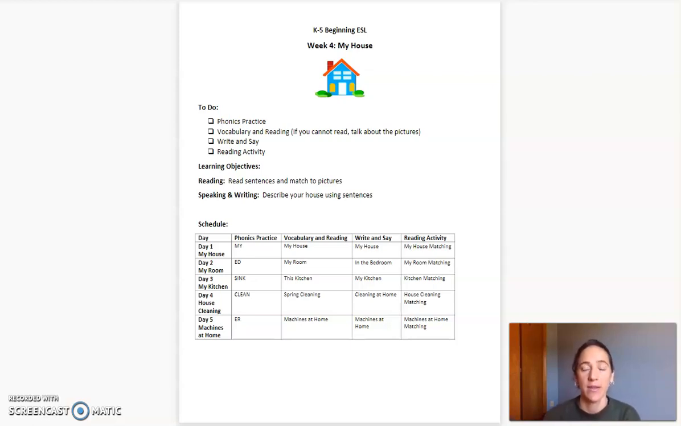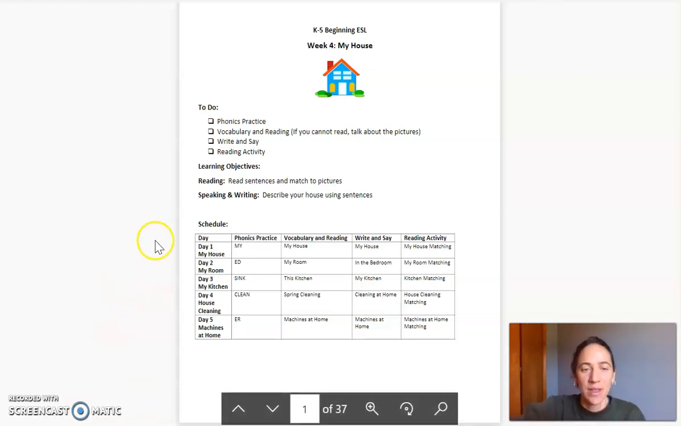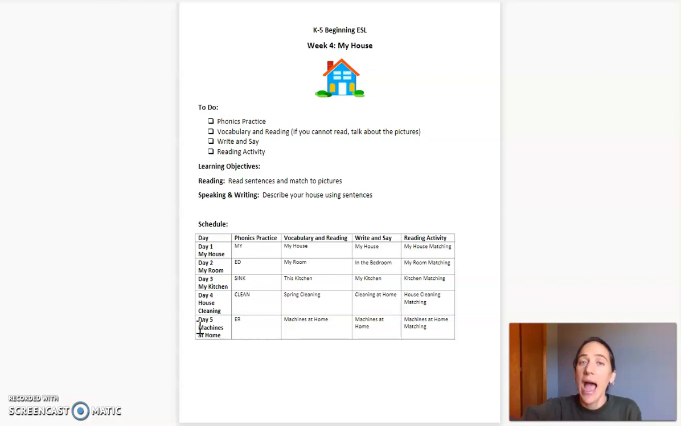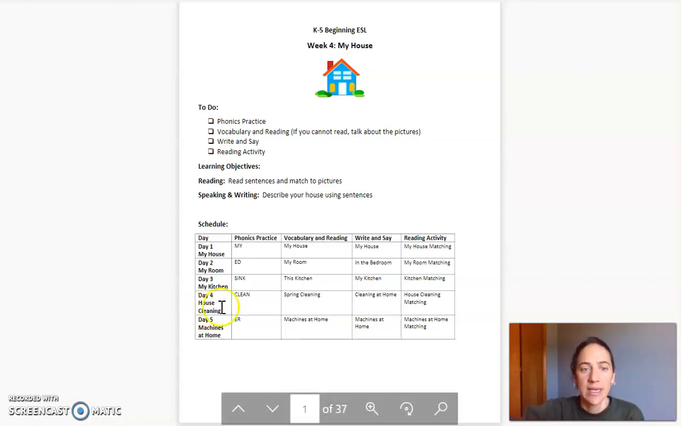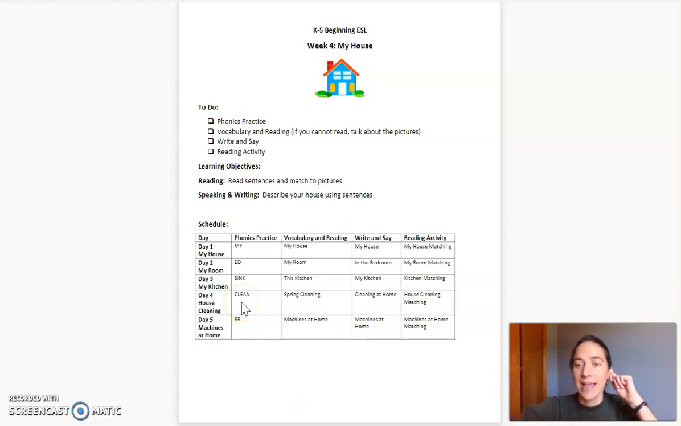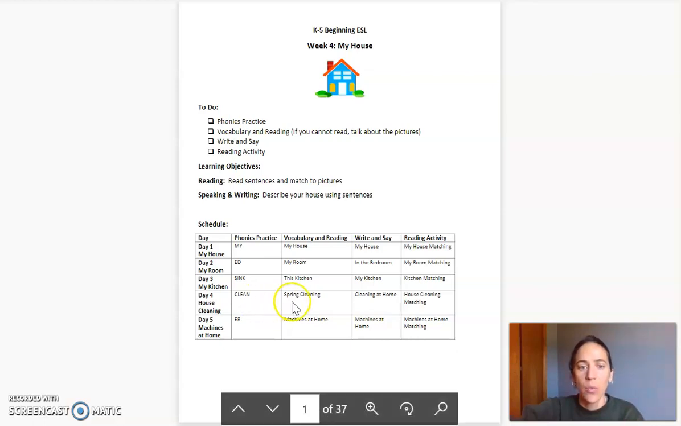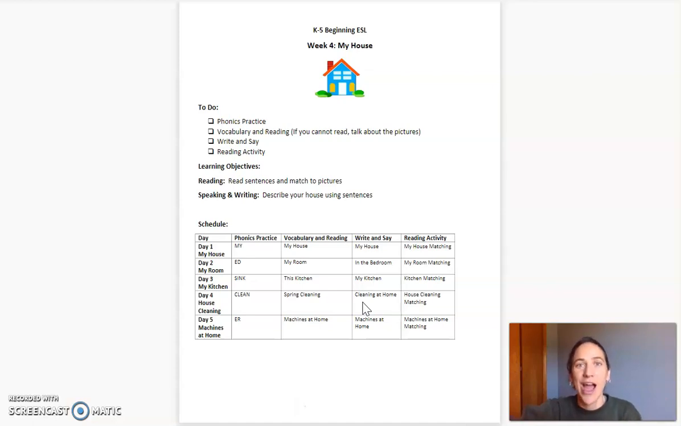Today, we're going to do Packet for week number 4, working on day number 4. Let's get started. So, all this week, we have been talking about vocabulary in our houses with different rooms. Today, we're going to talk about cleaning the house. We're going to start with looking at the letters EA when they make the E sound. We're also going to read a book called Spring Cleaning and then do some activities where we write and find vocabulary about cleaning our house.